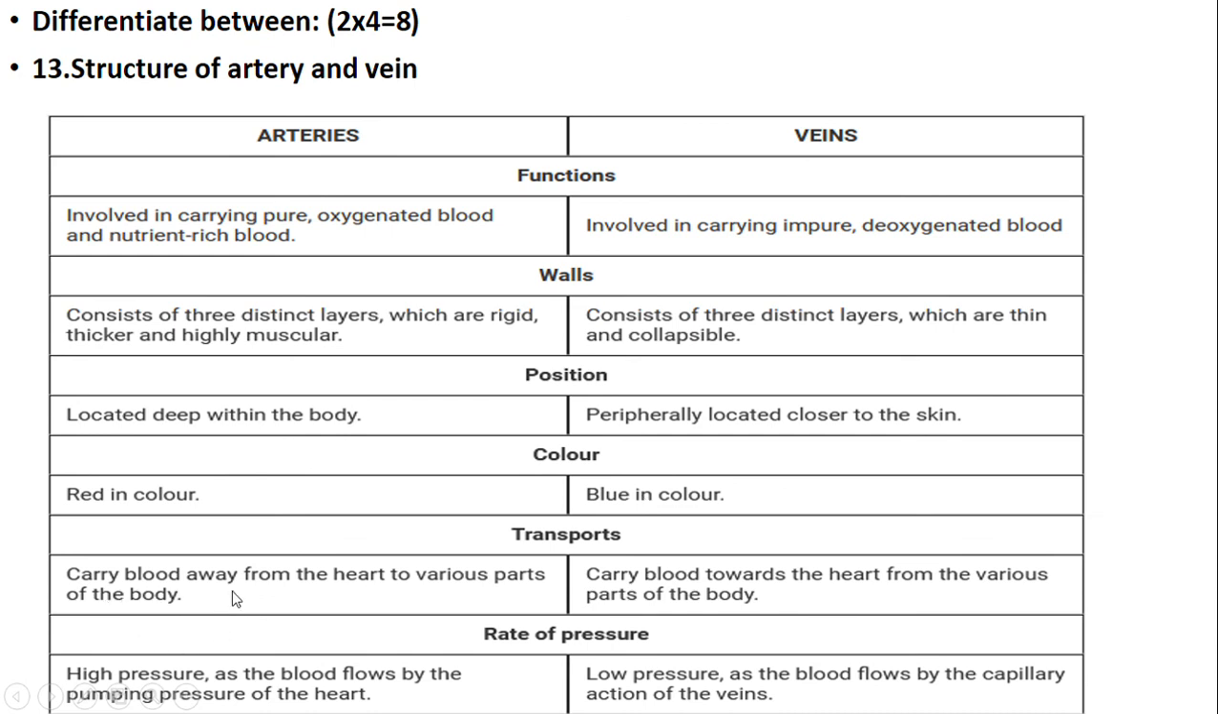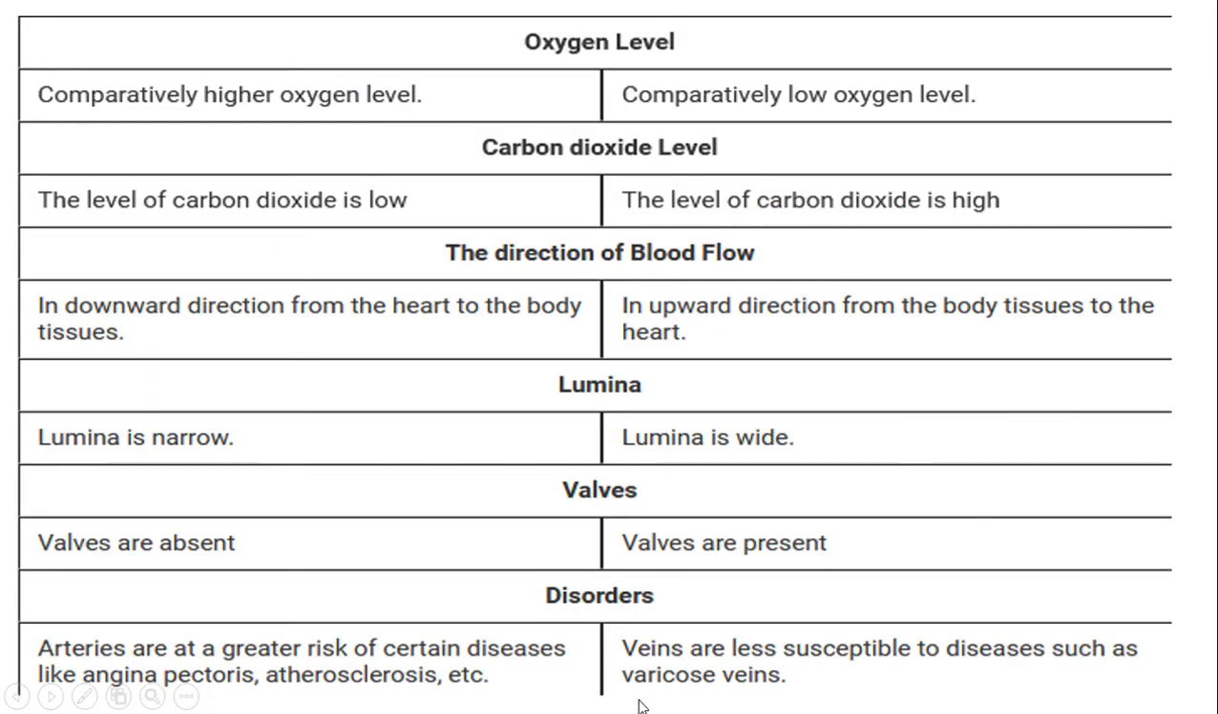Arteries carry blood away from the heart to the various parts of the body. Veins carry blood towards the heart from various parts of the body. The arteries have high pressure as the blood flows by the pumping pressure of the heart, but veins have low pressure as the blood flows by capillary action of the veins. The oxygen level in the arteries is higher and the oxygen level in the veins is low. The carbon dioxide level in the arteries is low, but the carbon dioxide level in the veins is high.